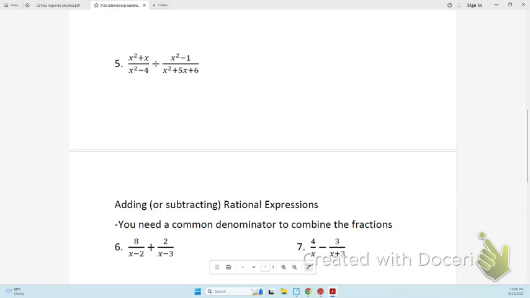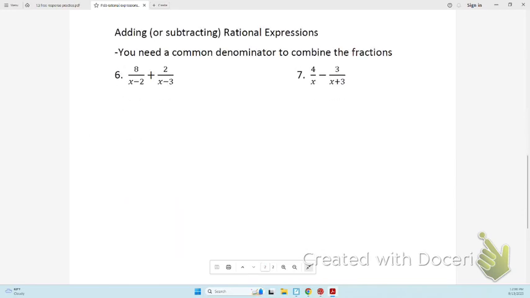All right, we did one more problem together. We did number 7. And we need a common denominator to be able to subtract those fractions. So the way I show people to do it is to take this denominator and multiply it times that fraction. This denominator times that fraction. Now that looks a little messy, so let's start over. So I'm going to go x plus 3 times 4 over x, and I'm going to go 3 over x plus 3 times x.